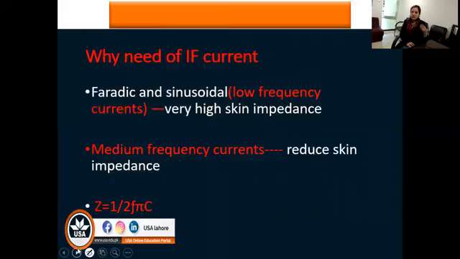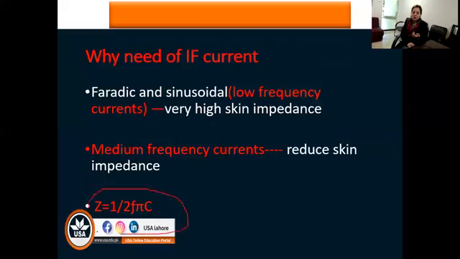So here is again the question that comes to mind: why do we need interferential current when we have low frequency current? When we have Faradic, sinusoidal, diadynamic, interrupted direct current, why do we need to use it? Actually, the Faradic and sinusoidal currents are low frequency currents, and our skin offers resistance, and due to the high impedance they face, their penetration is reduced. While the medium frequency current faces less impedance because it has a slightly higher frequency.